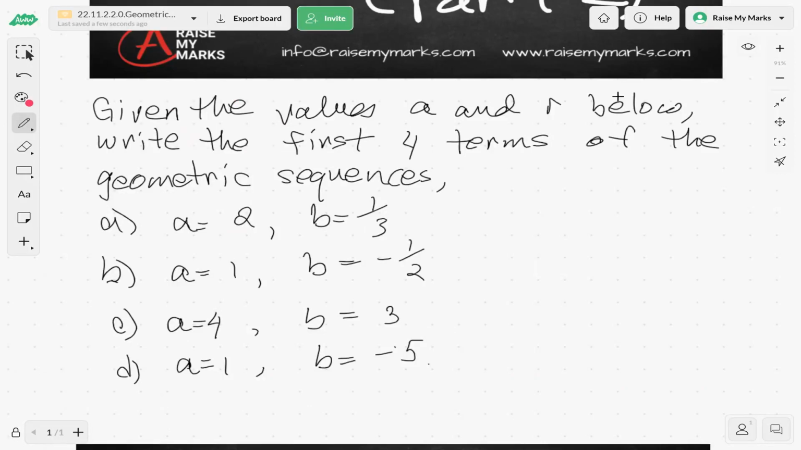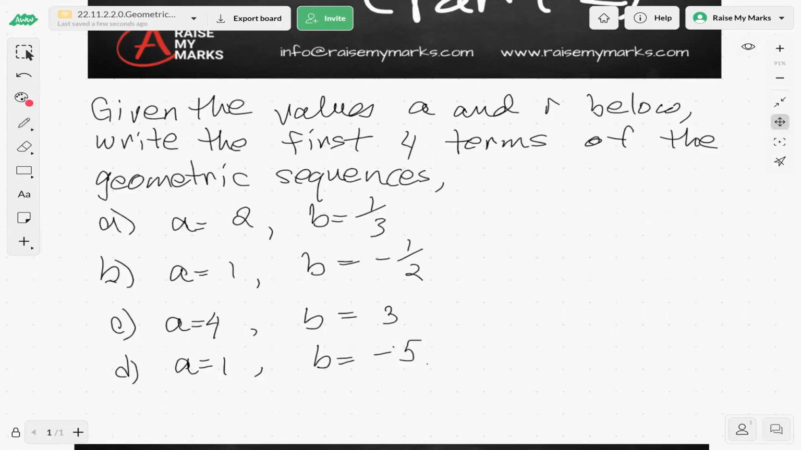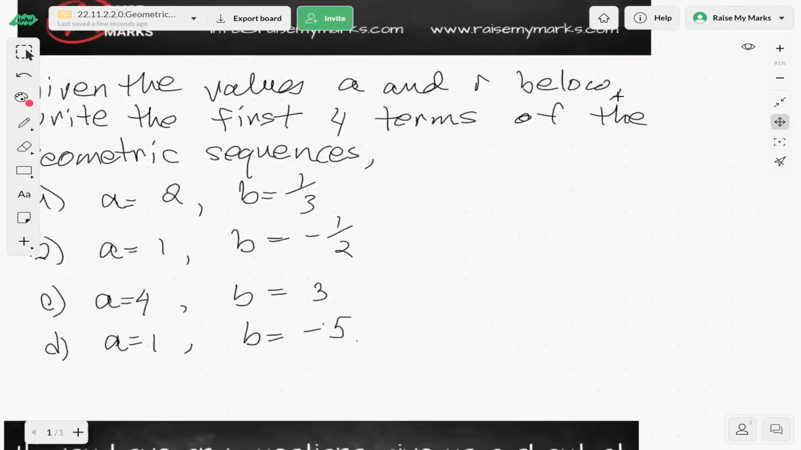Let's pick a color. So our first sequence, we're given our first term a, and we're given the multiplicative value. So first value is 2. Second term is 2 times a third. Third term is a third times the previous term. That's 2/9. Fourth term is a third times 2/9, so 2/27. Let's do one more, 2/81.